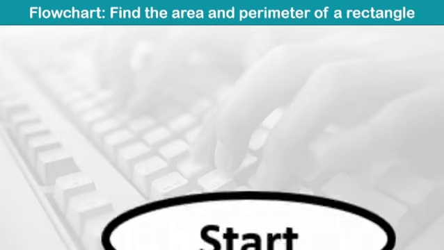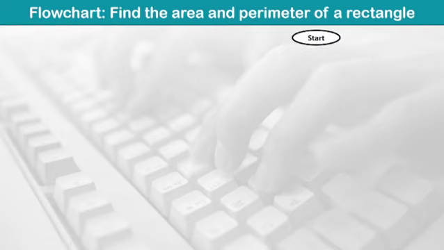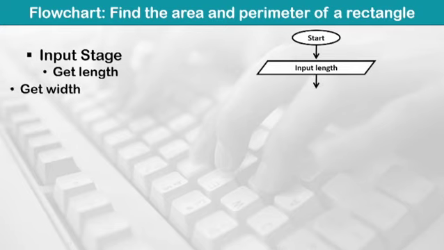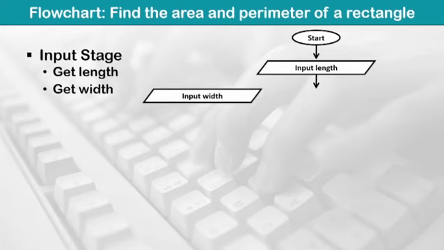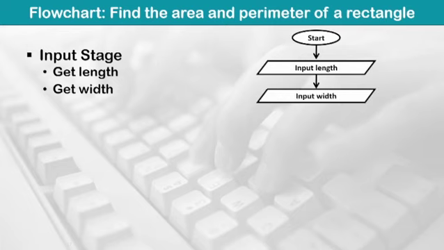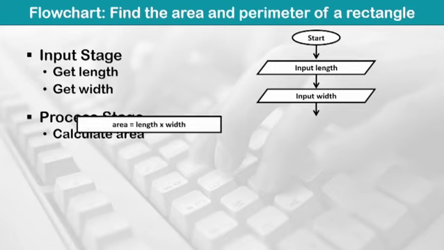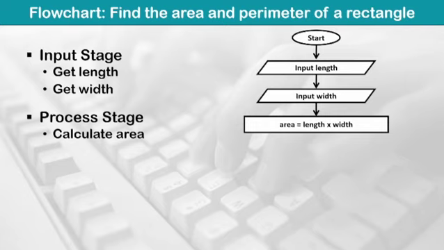As usual, we have the start symbol to begin the flowchart. In the input stage, get length becomes input length. Get width becomes input width. The next stage is the process stage. The first process is calculate area. In a process box, we write area is equal to length times width and add it to the flowchart.